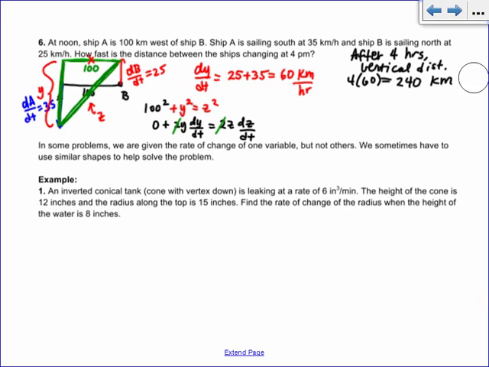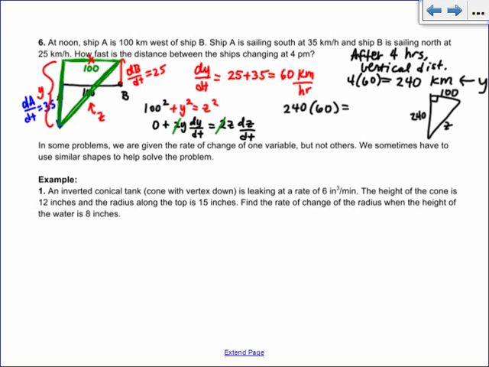I don't know what that looks like, a weird arrow. All right, so y is 240. So I have 240. dy over dt is the thing that we said was 60. Z, do we know it? We have 100 here. We have 240 here. Can we find it?